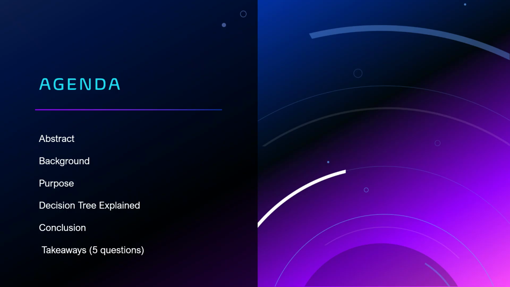We'll be discussing in this agenda the abstract, the background, and the purpose. The decision tree will be explained, and we'll discuss the limitations and conclusions. And at the end of this presentation, there will be 5 questions which I will be responding to that will help us better understand this article.